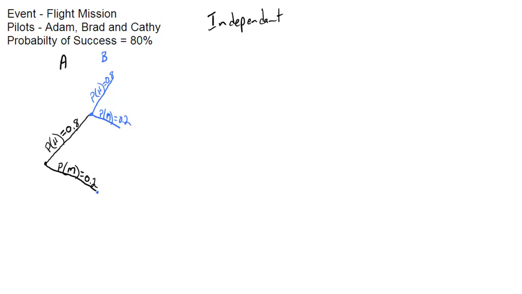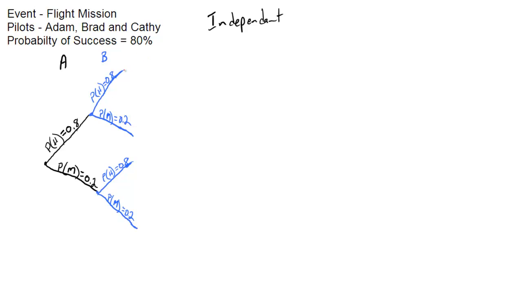And if Adam misses, because these are independent, Brad is still going to hit 80% of the time, and the probability of missing is still going to be 20% of the time. And now we're going to move on to Kathy. And Kathy, again, doesn't care what Adam or Brad did before.